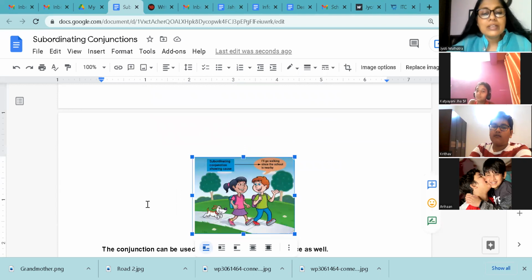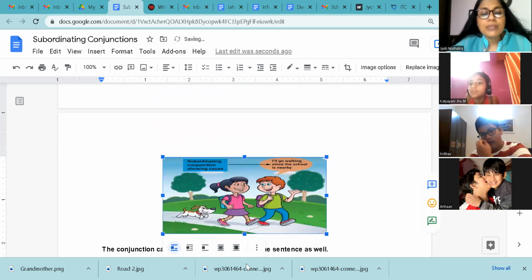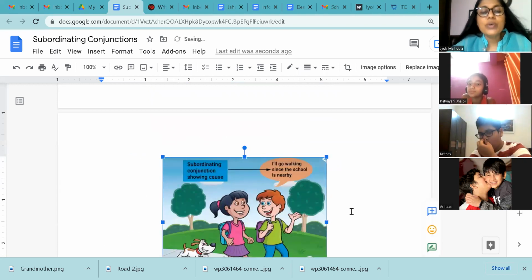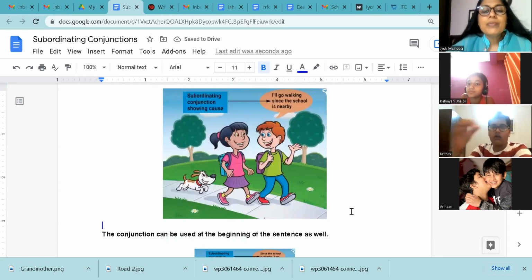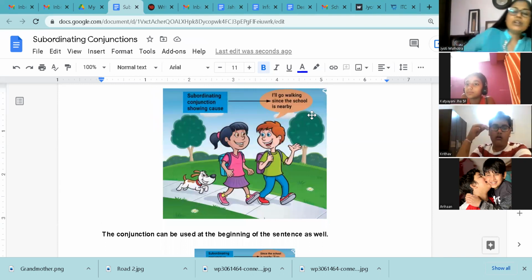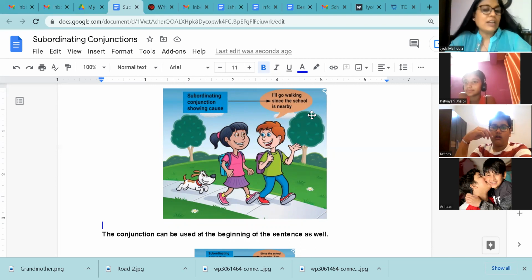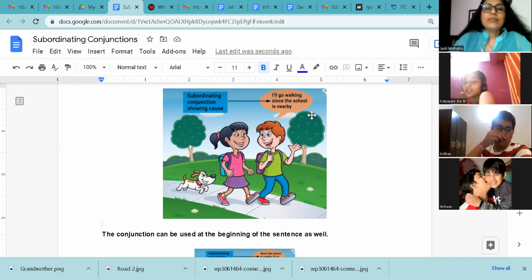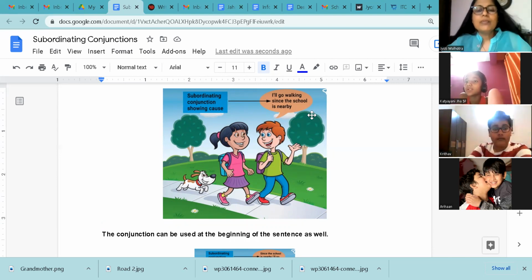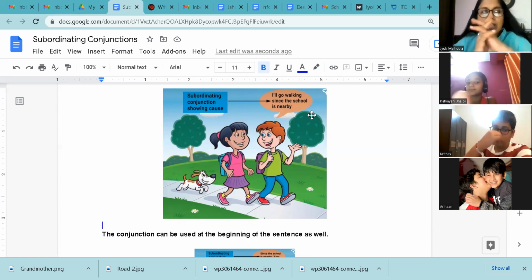Let's look at this cartoon. Do you see two children going to school? Look at this. Who's going to read this? What is this boy saying? Katyayani, what is this boy saying? I will go walking since the school is nearby. Now you tell me, which one do you think is the independent clause? Okay, which one do you think is the conjunction?